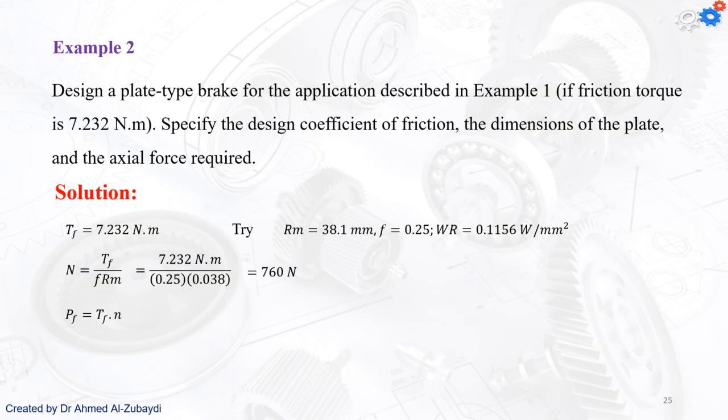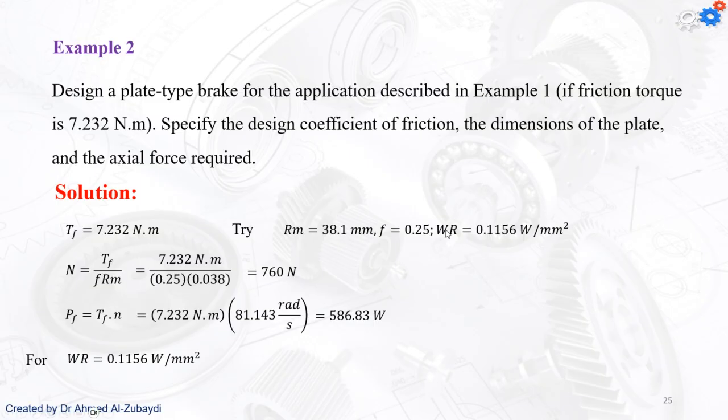Now we calculate the power. We know the omega, we know the torque. So the power is going to be equal to 586.83 watts. Now the suggested value of the WR has been given, so we can find the area, because you remember that the power divided by the area is the WR. We know WR, so we can calculate the area. So the area is going to be equal to 5,076.38 millimeters square.